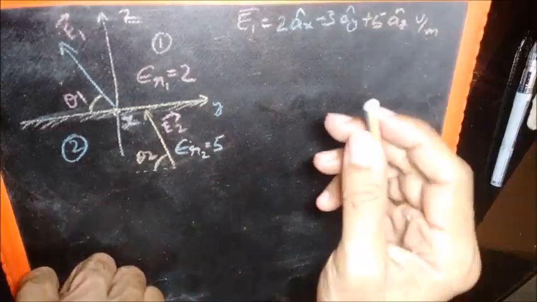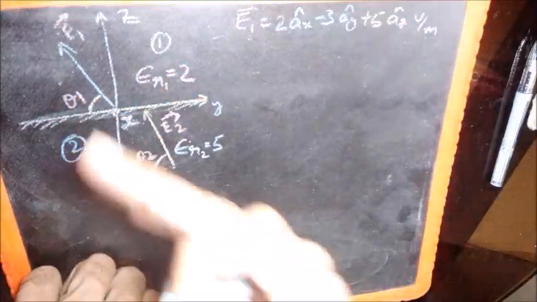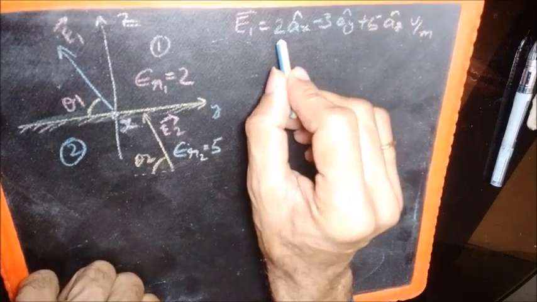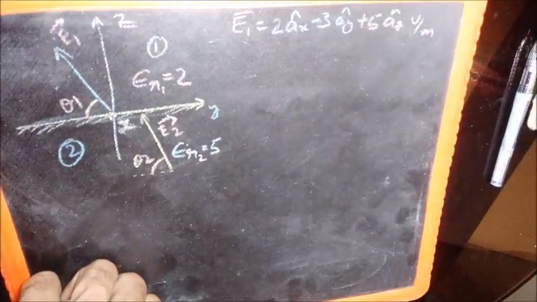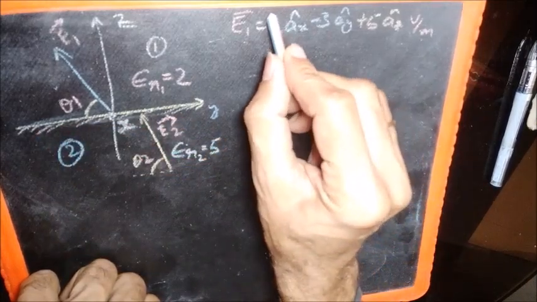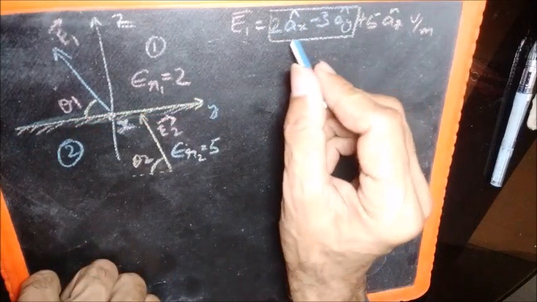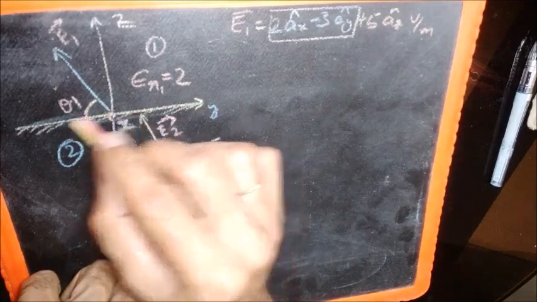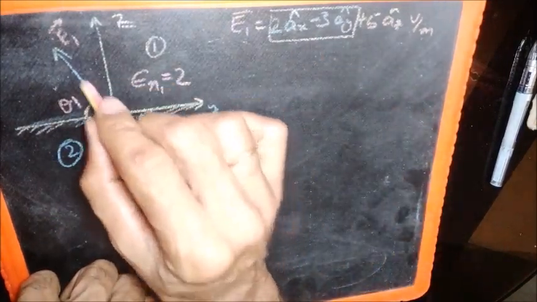Okay, so from the setup that we have here, this is the interface and the electric field is in this direction. You can see that it has 2 as its X component, minus 3 as its Y component, and 5 as its Z component. And from this we can easily make out that the X and Y components, 2AX cap and minus 3AY cap, will be the tangential component to the interface. So the tangential component of E1 is this.